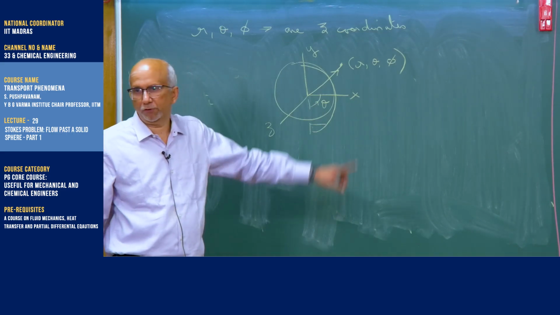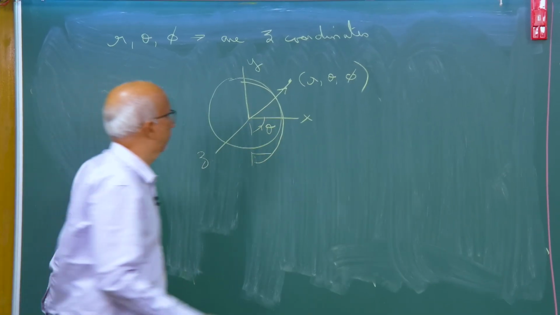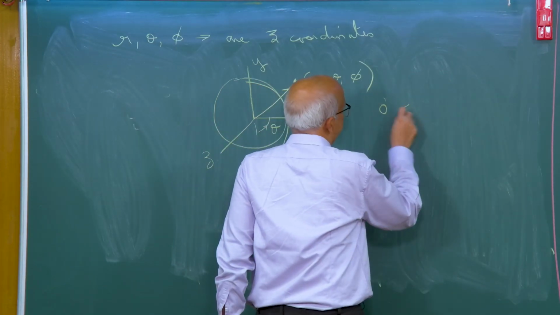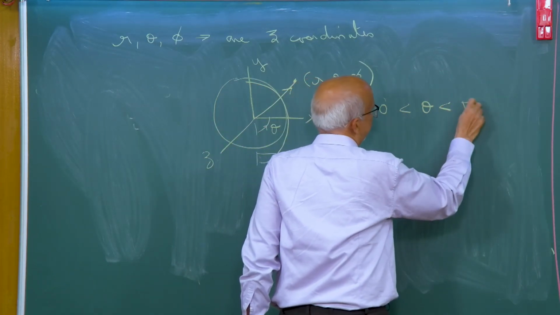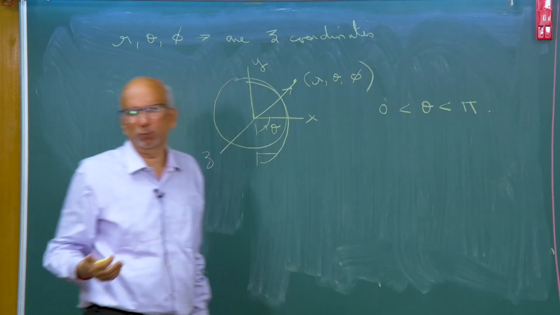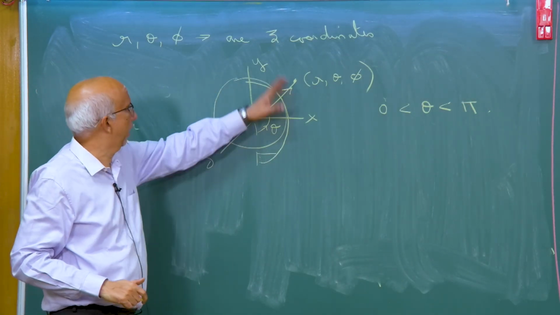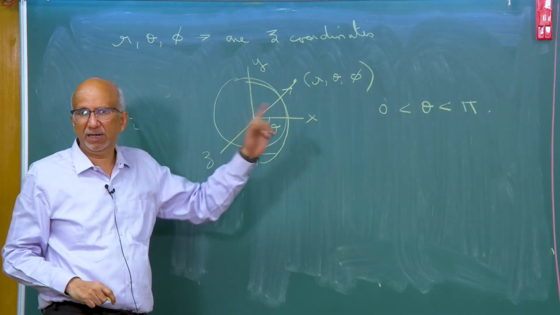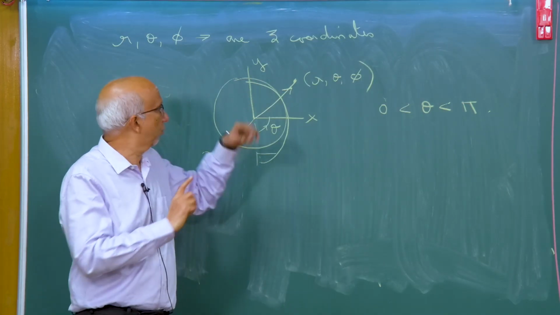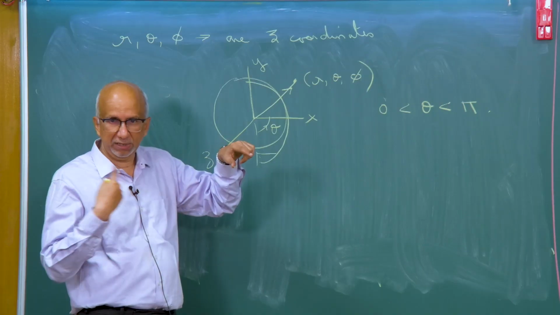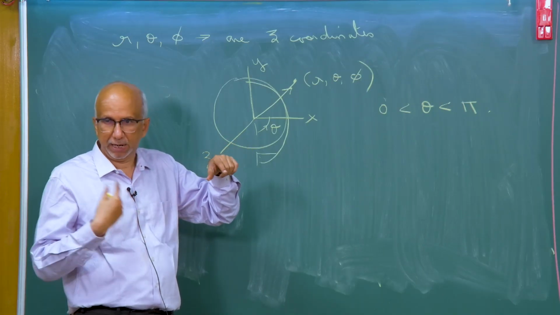So theta will go from 0 to pi. So the point is 0 is less than theta is less than pi. Some people like to go minus pi by 2 to plus pi by 2. It does not matter. I am saying this is theta equal to 0 and goes up to pi. And the third angle phi is the one which is telling you what is your azimuthal position around the sphere.